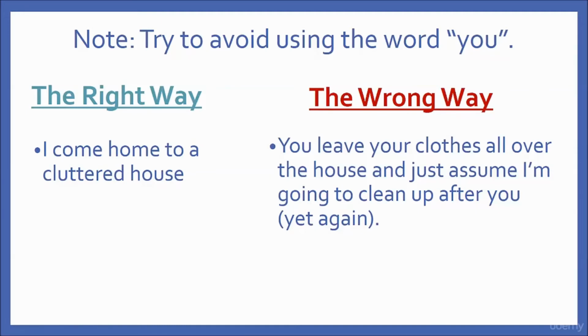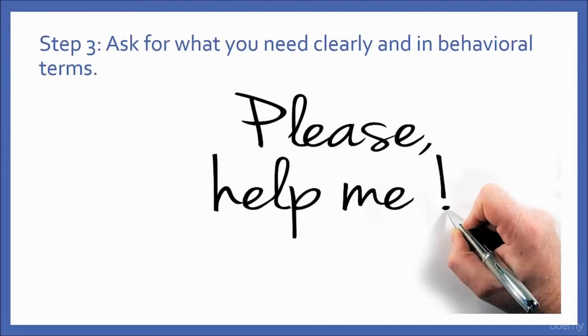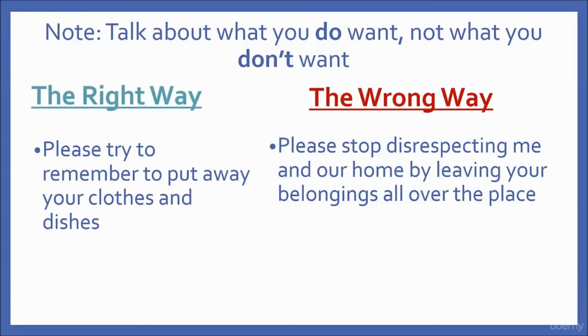Okay. Step 3, ask for what you need clearly and in behavioral terms. So what you're doing is you're asking for help. Please try to remember to put away your clothes and dishes. Very simple. Versus, please stop disrespecting me in our home and leaving your belongings all over the place. So in other words, you'll notice that on the left, you're talking about what you do want instead of talking about what you don't want.